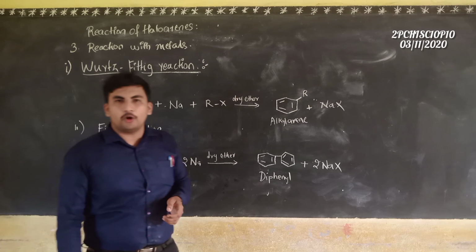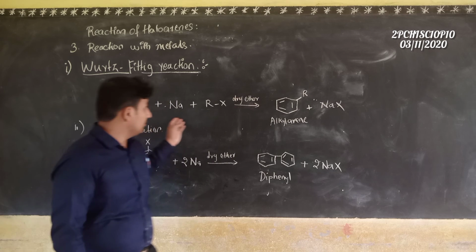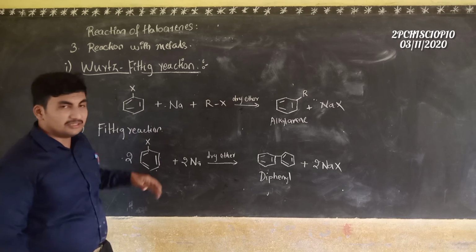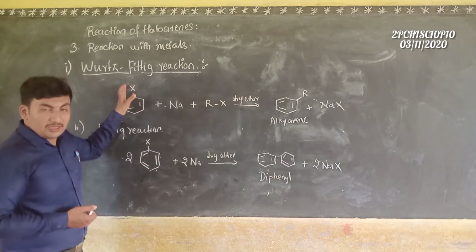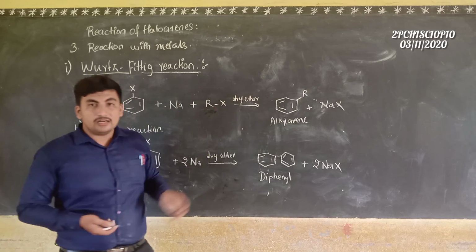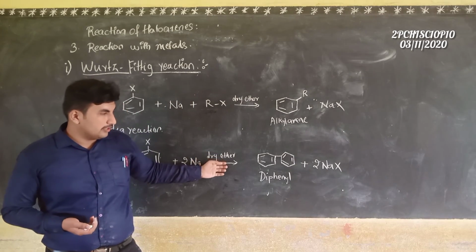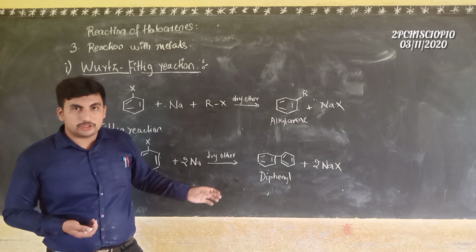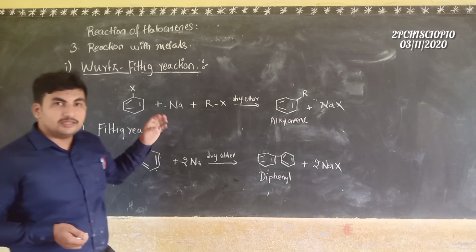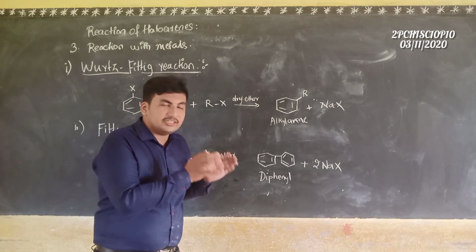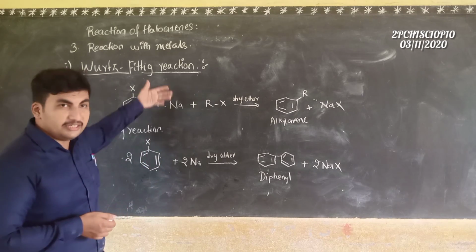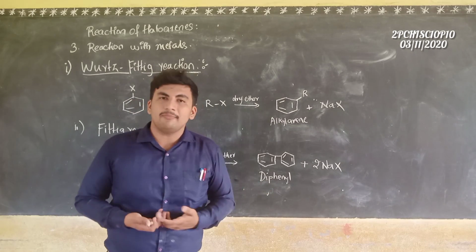These two reactions are very, very important for 1 mark. They may ask the reaction condition, or they will give examples instead of X. They will give alkyl groups, halogen, and instead of R they will give CH3, like this. You should remember these two reactions. Don't confuse them and don't learn them by heart. Only by writing practice will it come, and you will understand the concept and the reactants used in the Fittig reaction and Wurtz-Fittig reaction. If you interchange the reactants, you won't get the marks.